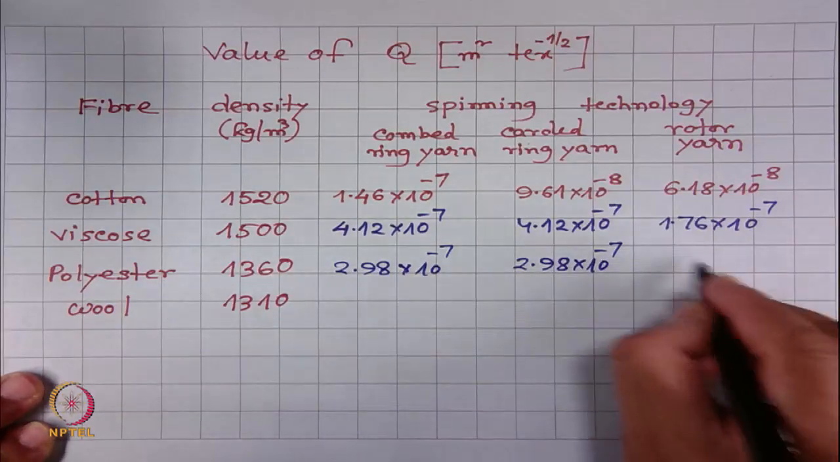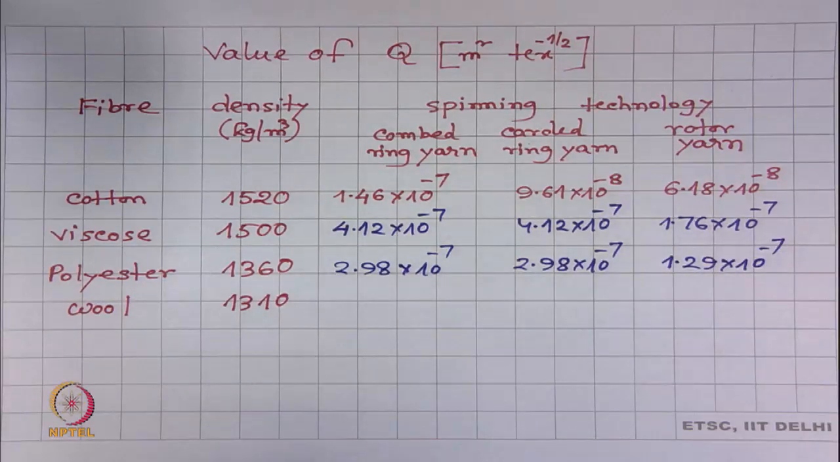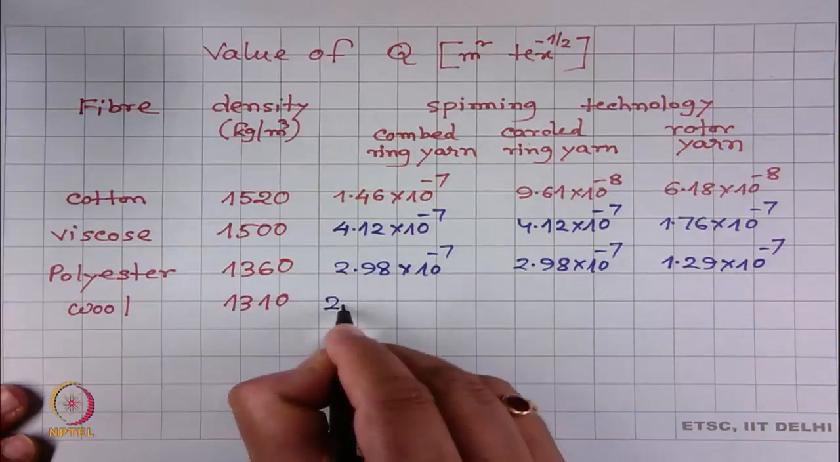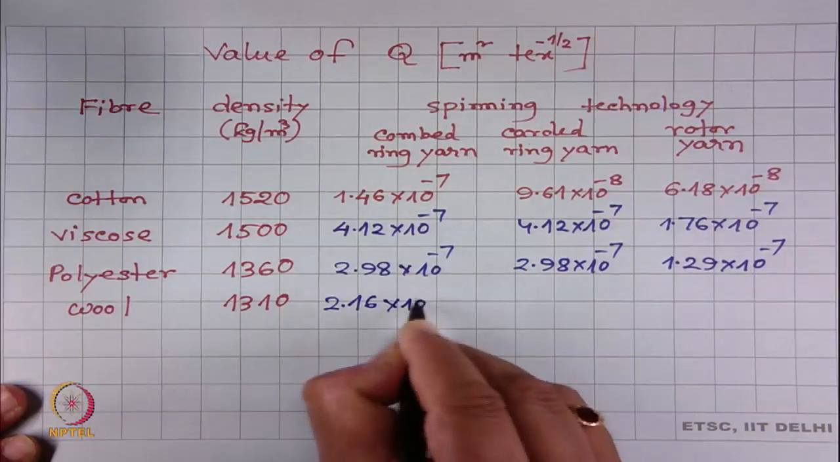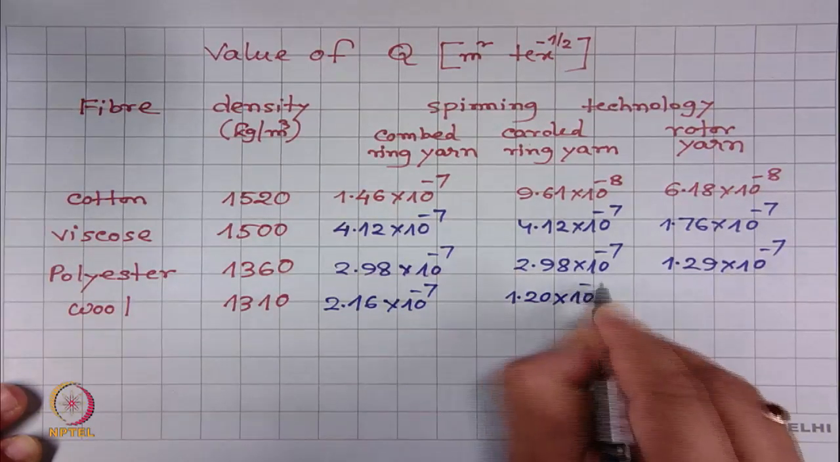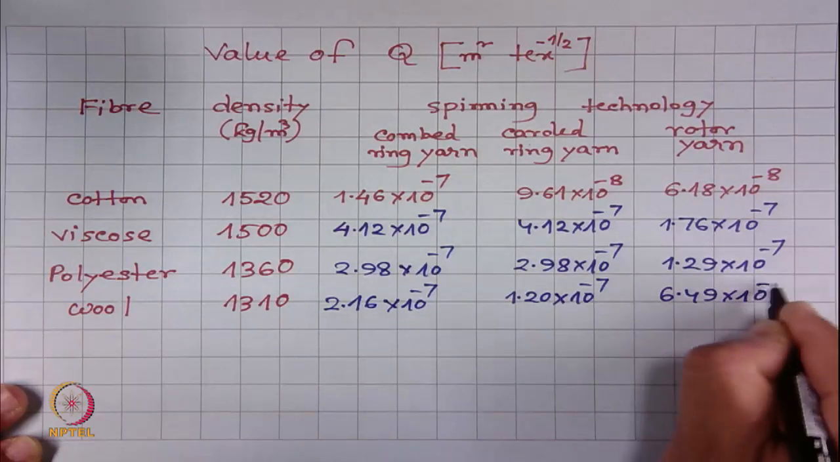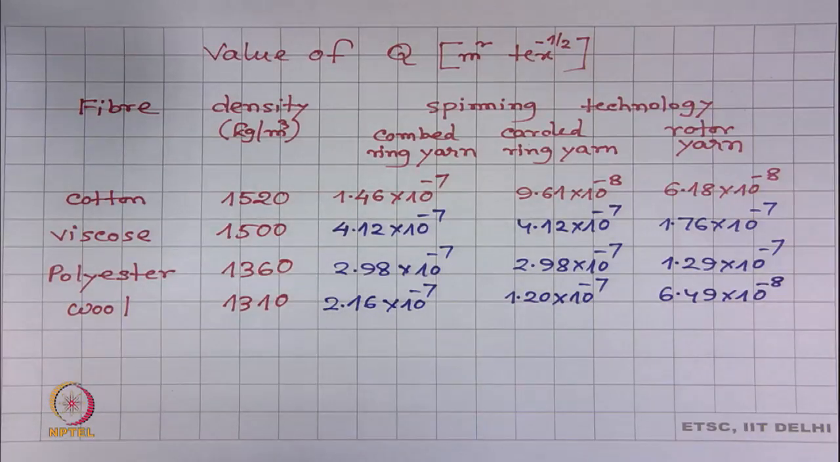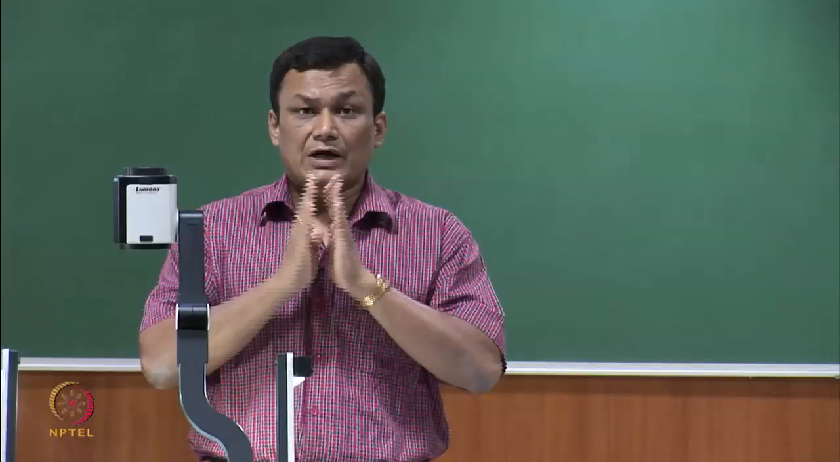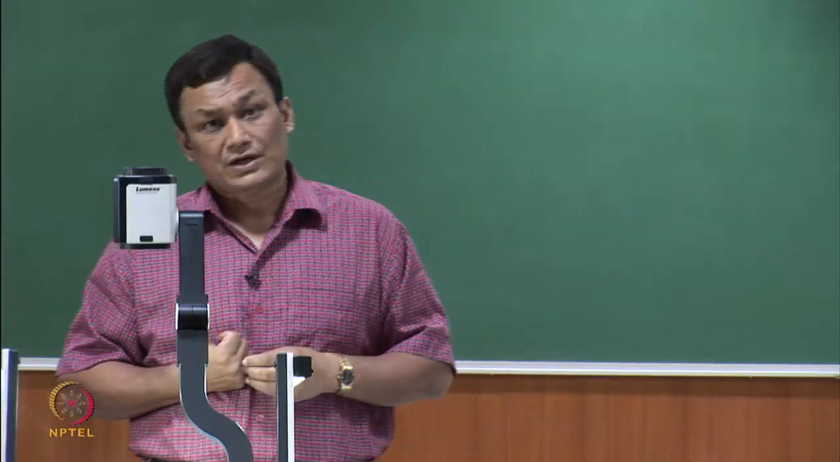For rotor yarn, this, but for wool minus 7, 1.20 into 10 to the power minus 7, 6.49 into 10 to the power minus 8. Right. Now, show this table, suppose you have, now you know the value of Q for different fiber material and for different spinning technologies.